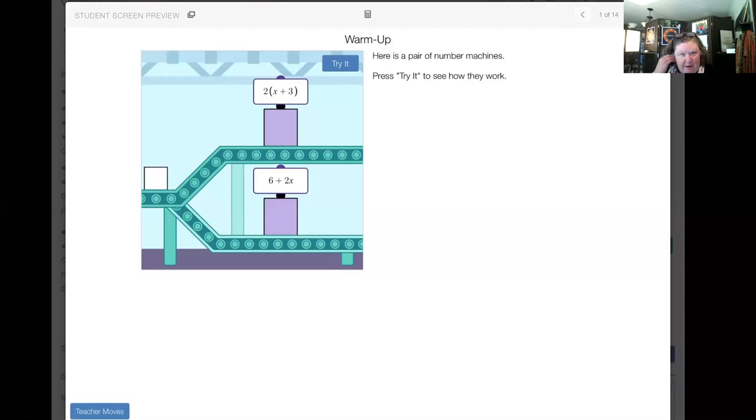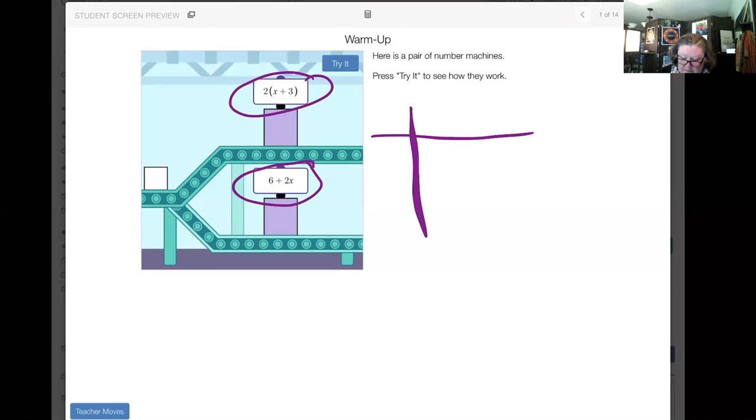So before we try this, I wanted to take a look at these two expressions. We have this one here, 2 × (x + 3). And we have this one down here, 6 + 2x. And I'd like you on your paper or dry erase to make a table for each one of them. And it's a 3-column table that I'd like you to create.